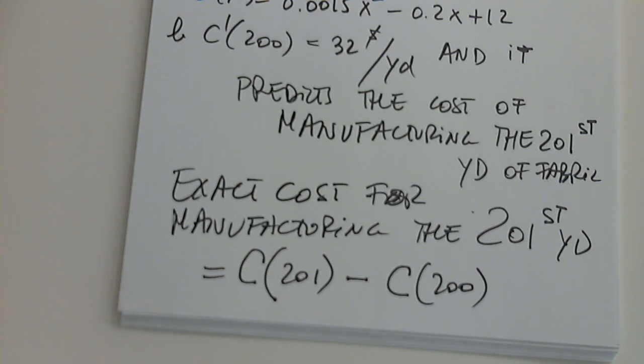3,632.20. The cost for manufacturing 200 yards is 3,600. Therefore, the cost for manufacturing the exact unit, this is not going to happen again. If you want to determine how much you pay for the 301st yard, the price is not going to be the same with 32.